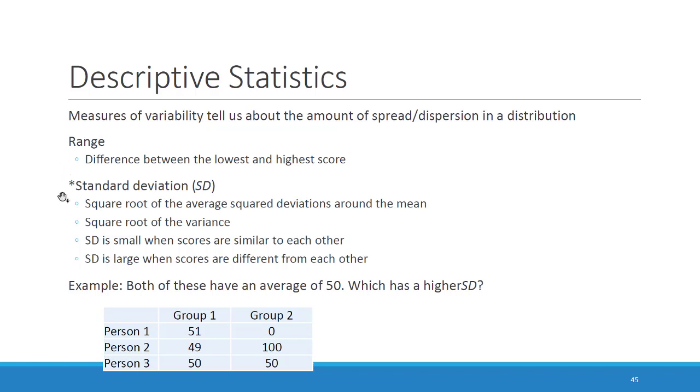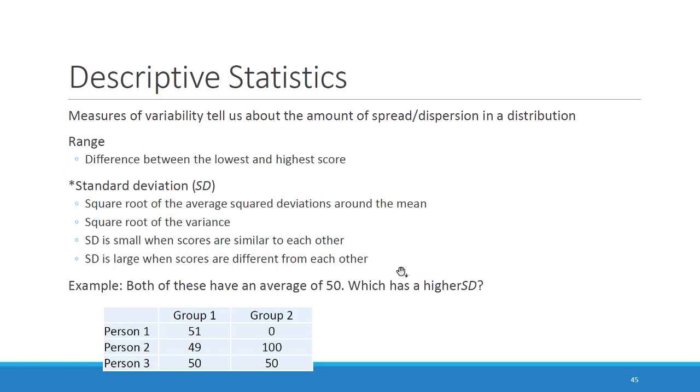The standard deviation, on the other hand, and that's the one that you'll be working with most, is the square root of the average squared deviations around the mean. And again, you should have learned about this in your statistics class, but we'll briefly review it in case you've forgotten. The square root of the variance is also another way to describe the standard deviation. Keep in mind that the standard deviation is small when scores are similar to each other, and the standard deviation is large when scores are different from each other.